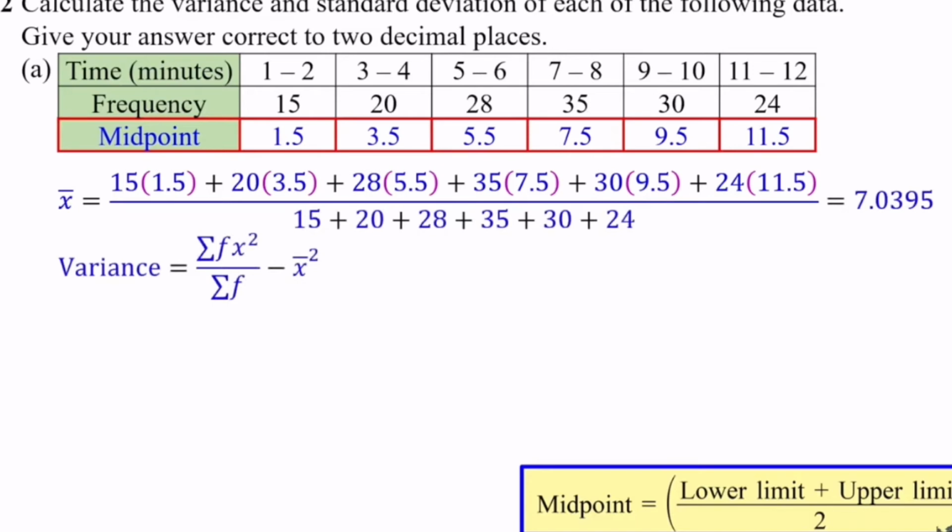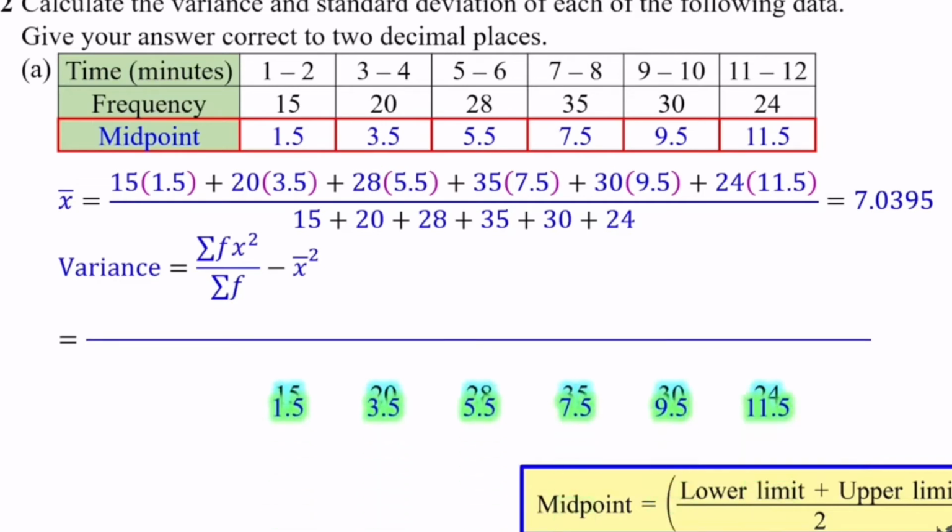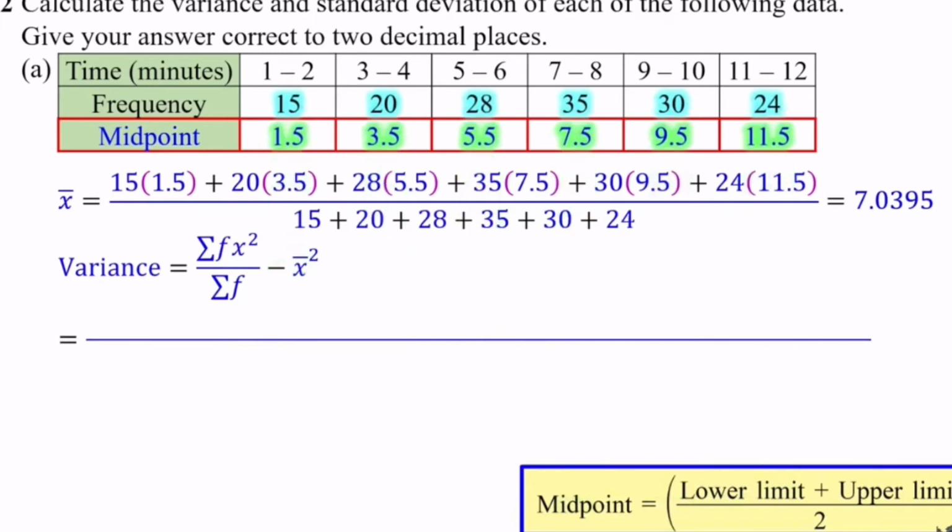Now we will find the variance. Variance is the sum of the frequency times the midpoint squared over the sum of the frequency, minus the mean squared. So we can use the mean from just now. Let's draw a long line so that we can write the frequency times the midpoint squared, one by one, and then the summation of the frequency times the midpoint squared.